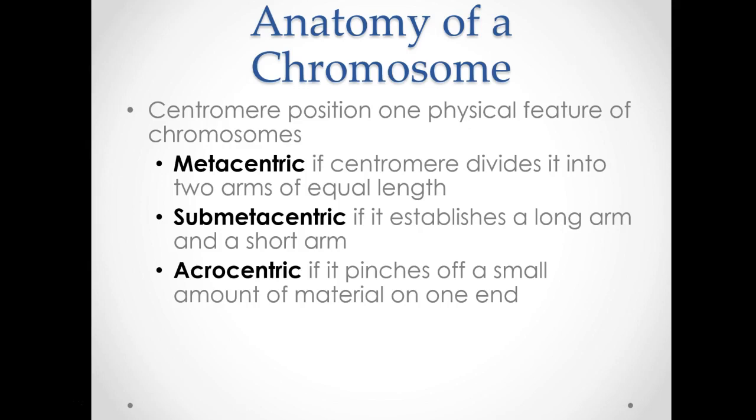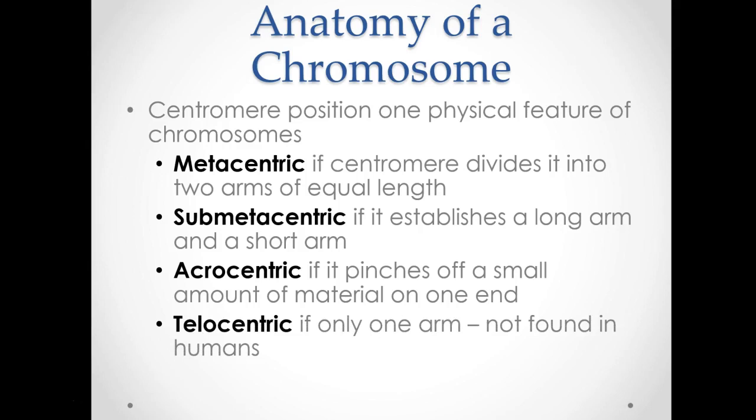We call it acrocentric if it pinches off a small amount of material on one end. So if there's a little tiny bit of material on the top and then a very long arm on the bottom, we would call it acrocentric. And finally, it's telocentric if there's only one arm, if the centromere is at the very top.